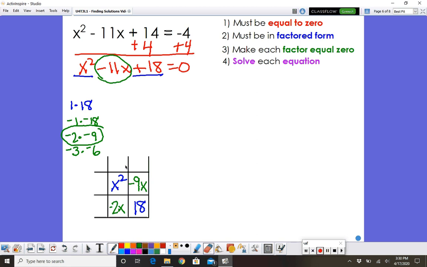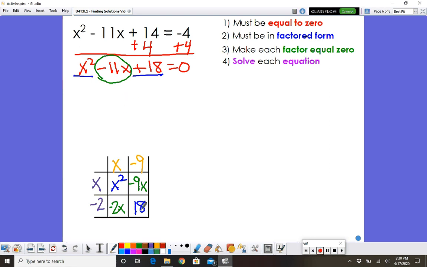And now I'm ready to start looking for my GCFs. So let's clear this up. All right. Going this way. Let me change colors. Between negative 9 and 18, the greatest common factor is negative 9. This way, greatest common factor is going to be x. Now we've got to look at our factors over here. X times x will give me x squared. X times negative 9 gives me negative 9x. Over here, I've got negative 9 times negative 2 will give me 18. X times negative 2 gives me negative 2x.